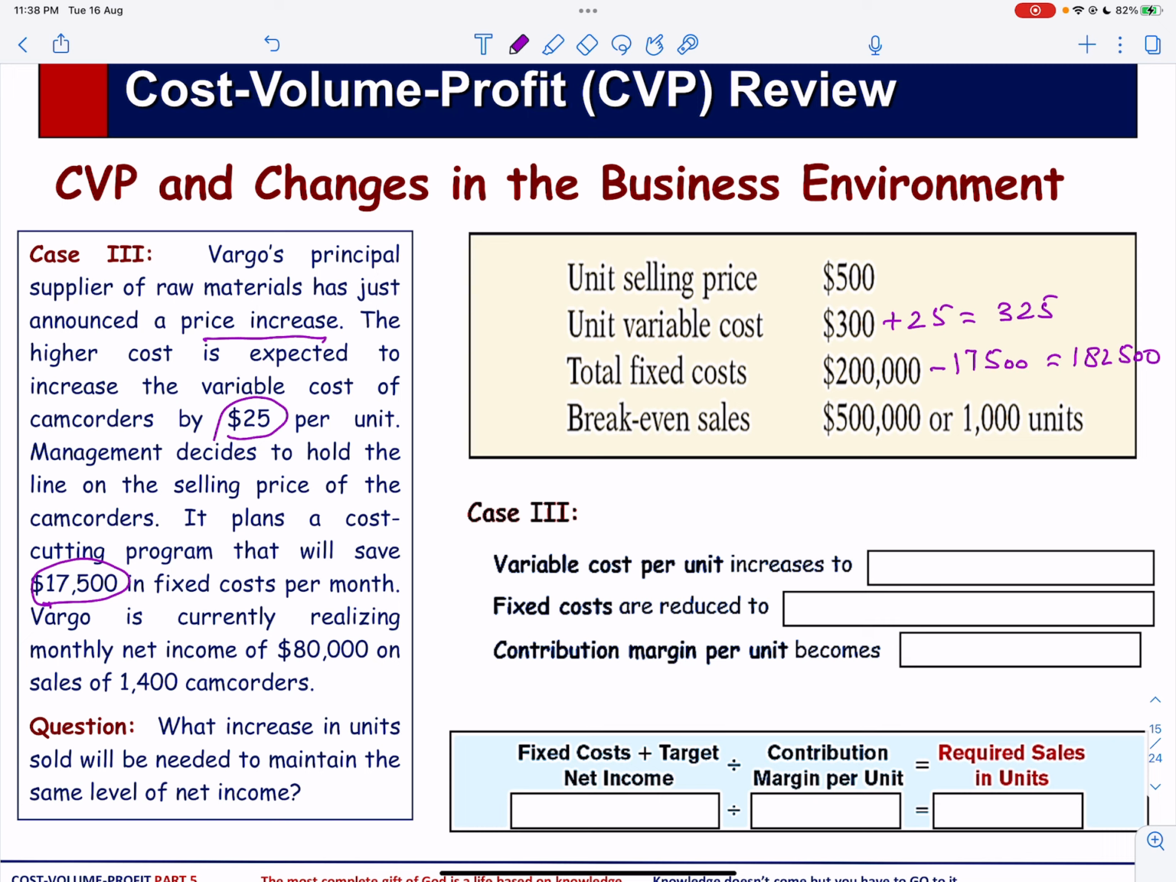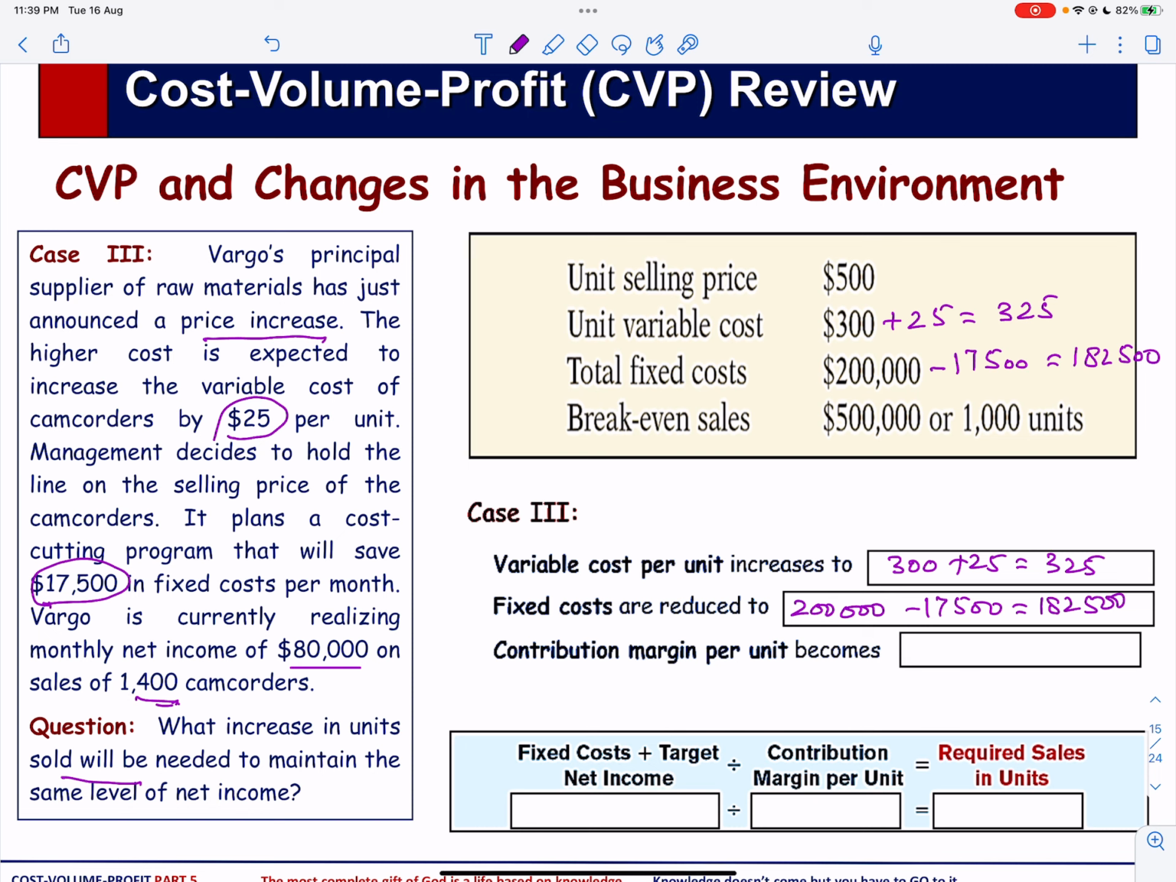So Virgo is currently realizing monthly net income of 80,000 on sale of 1400 camcorders. What increase in units sold will be needed to maintain the same level of net income? So the variable cost is going to increase, and that is 300 plus 25, that is 325. The fixed cost will be reduced by 17,500. So 200,000 minus 17,500, that will give us 182,500.